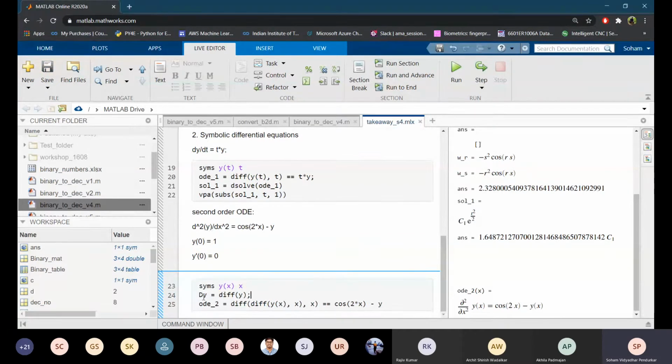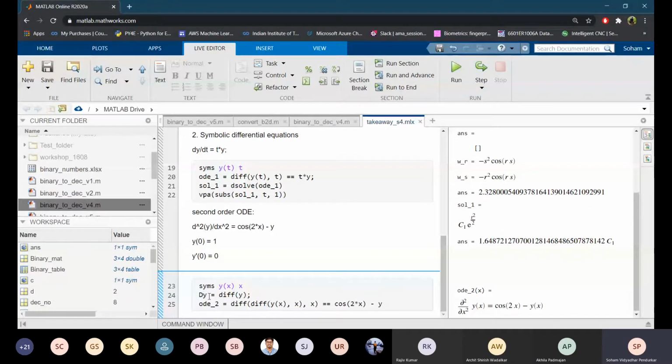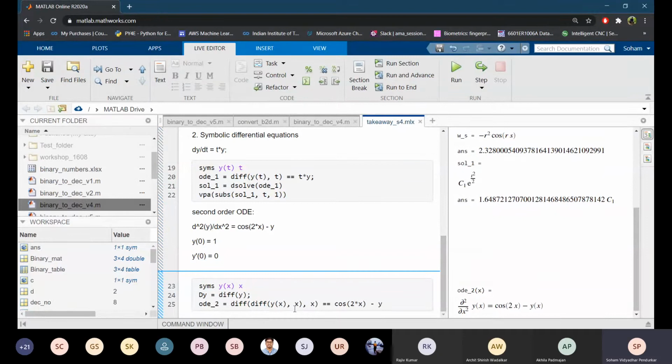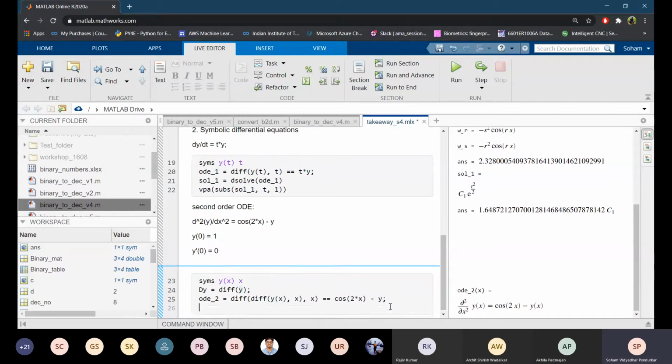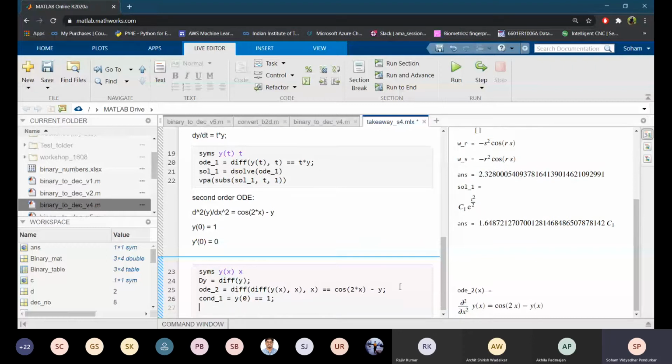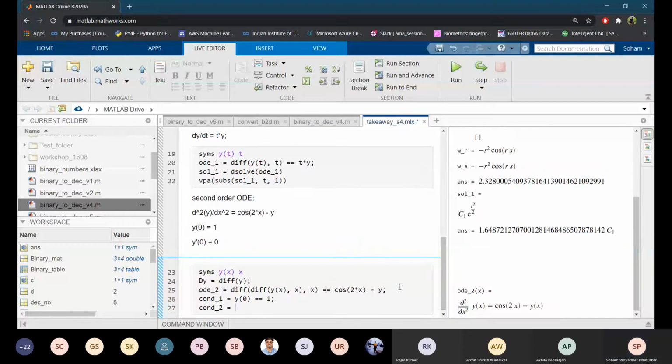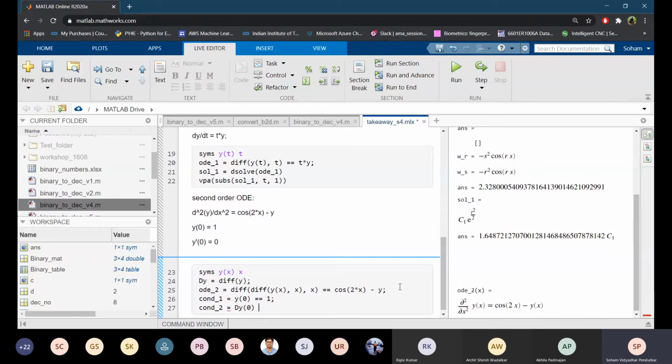This creates a differential variable, a differential object here. So now we'll create this initial condition and put it into the solver. How will we do that? It's like this. Condition one is that y of 0 is equal to 1, sorry, 1. And condition 2 is dy of 0 equal to 0.